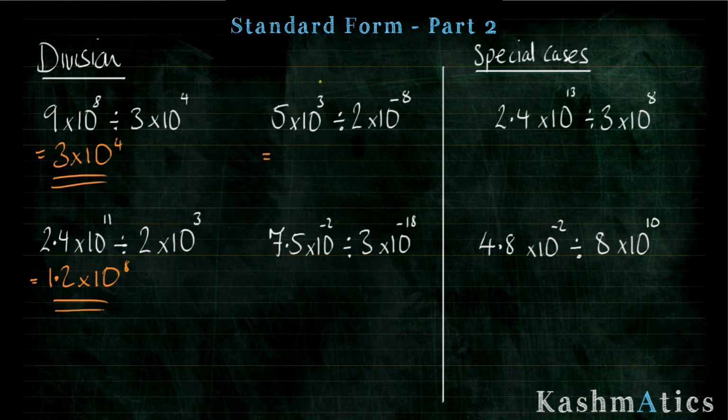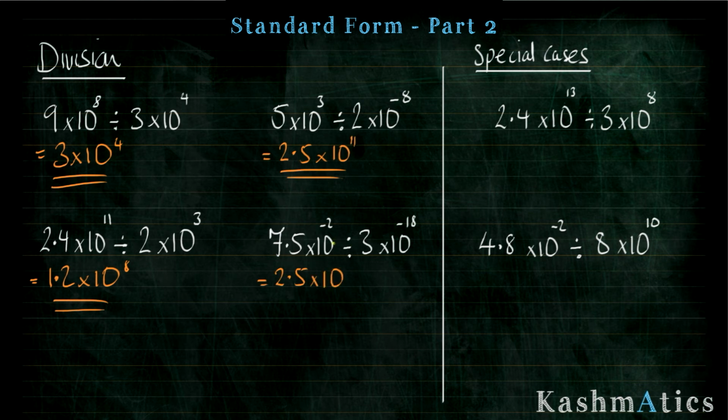Next one, let's have a look. 5 times 10 to the power 3 divided by 2 times 10 to the power minus 8. 5 divided by 2 gives me 2.5, multiplied by 10 to the power. I've got to be careful here. 3 take away minus 8 is the same as 3 plus 8, which is 11. Okay, and the last one, 7.5 divided by 3 is 2.5, multiplied by 10 to the power.